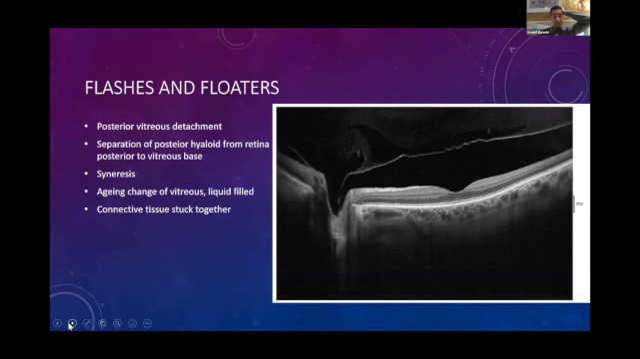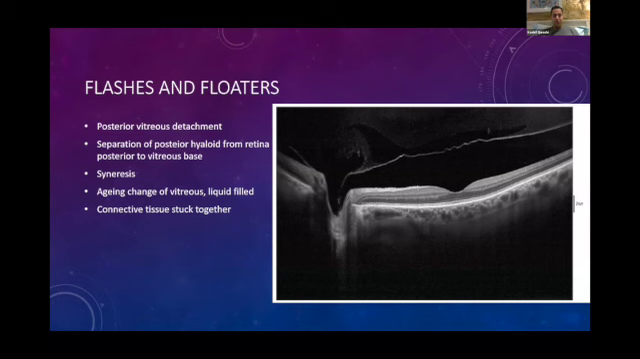Flashes and floaters. This is something that comes frequently, and what are we worrying about? Well, patients develop posterior vitreous detachments and vitreous separation. Now, you've got to remember that a posterior vitreous detachment is a normal process of aging. So more than 50% of people over the age of 60 have a PVD.